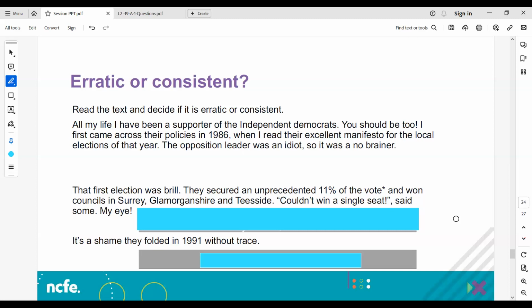So this is somebody's personal opinion, all my life, I. So somebody's writing this about themselves. Is their opinion the same throughout? Are they giving the same supportive arguments, or is it a bit all over the place? That would be erratic. So is the tone the same? Is it serious all the way through, which would be consistent, or does it go from serious to sarcastic or rude, and so on?